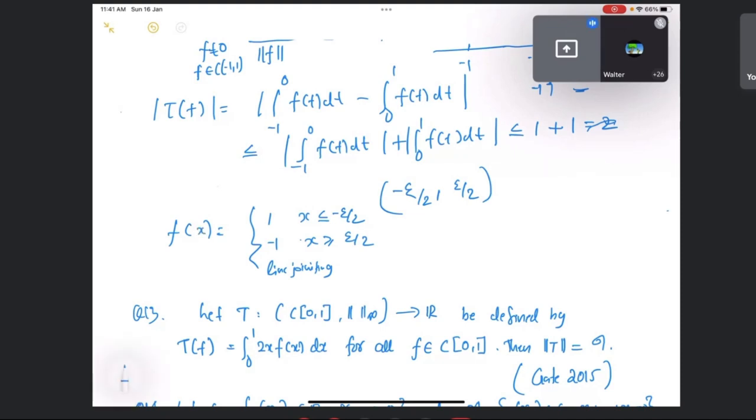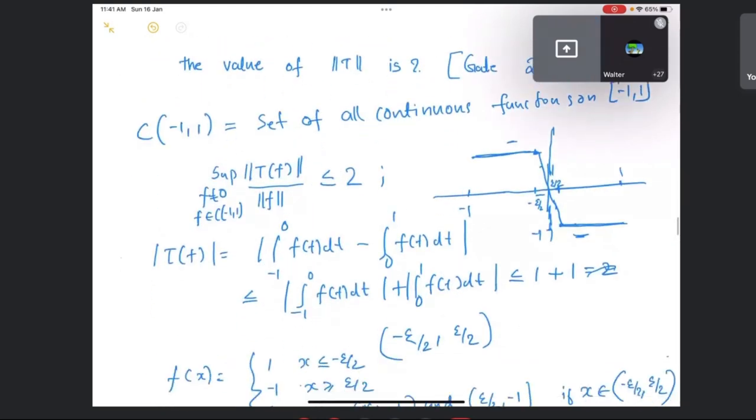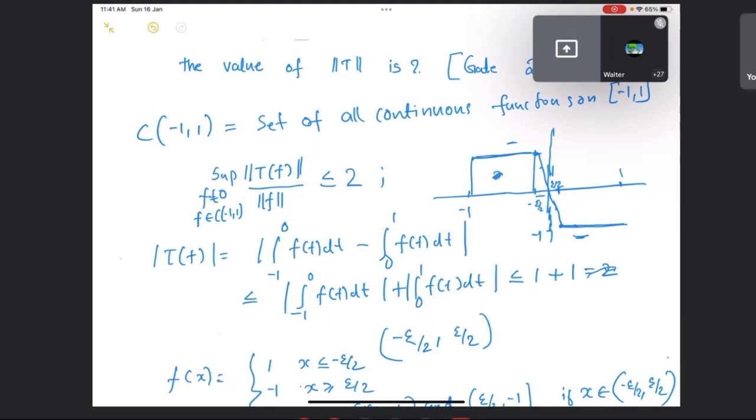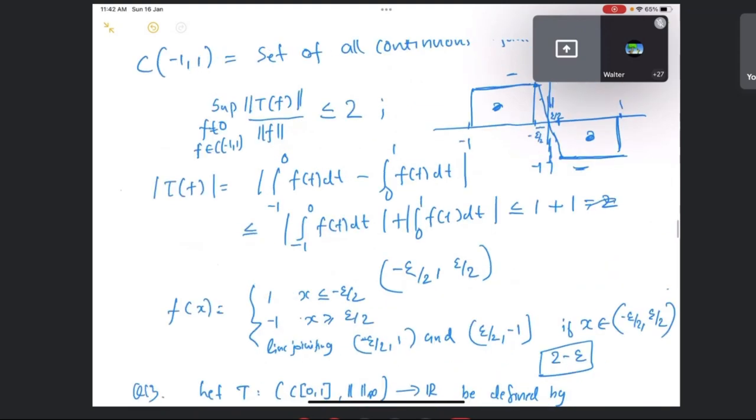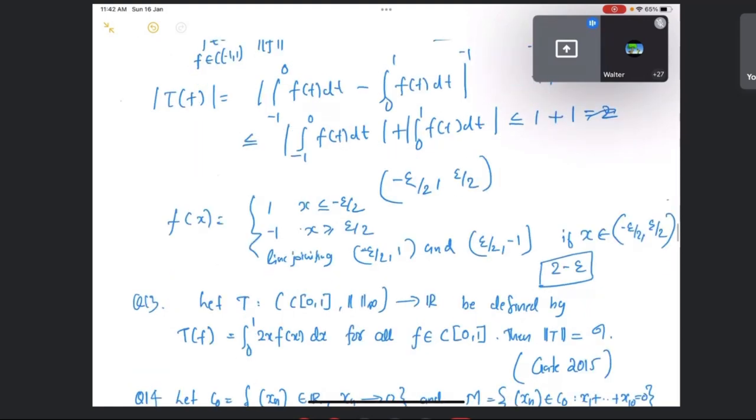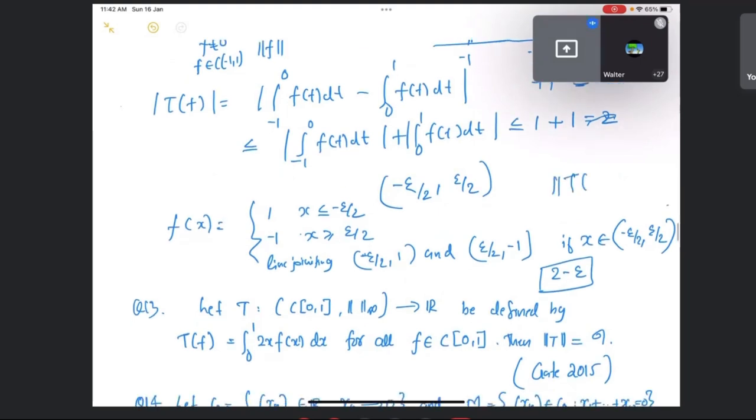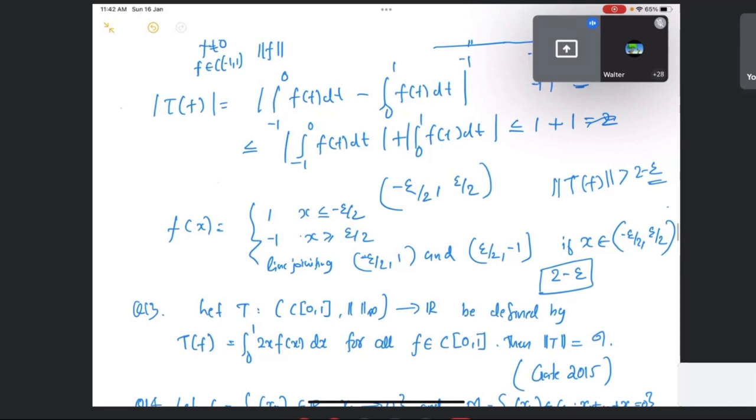So f of x is the line joining minus epsilon by 2, 1 and epsilon by 2, minus 1, if x is in the interval minus epsilon by 2 to epsilon by 2. So this is the continuous function you have to take. Then you just calculate this area and this area, and you can simply show that this whole area will be greater than 2 minus epsilon. Okay, this is how we prove this. So for any epsilon, we can have a continuous function such that norm of T of f is greater than 2 minus epsilon, and this is true for every epsilon. That means the least upper bound has to be 2.